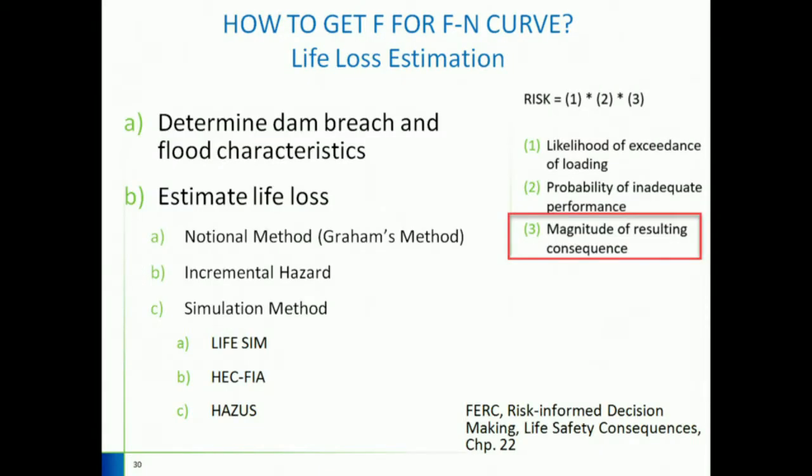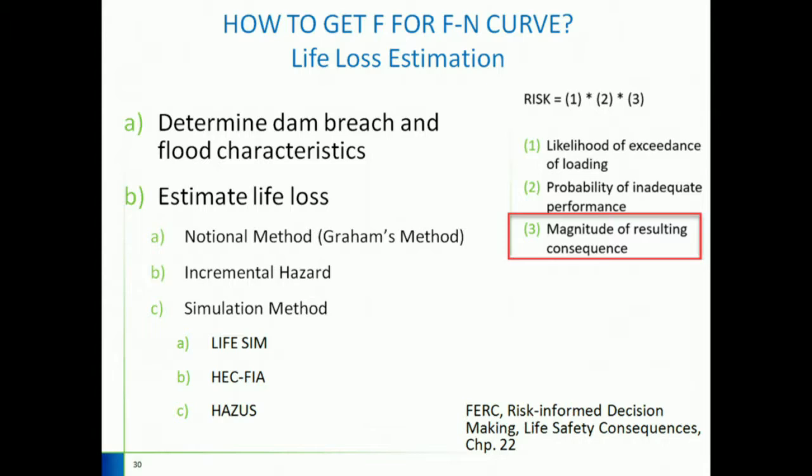I will come back to the second step. We just touched the first one. We're now looking at the third one. I will go back to the second because that's a little bit more involved. The magnitude of resulting consequence is where we determine the life loss estimation. This is the part I'm sure you know very well by now with DSSYs and all that stuff. There are different ways of doing that, and FERC provides guidance in Chapter 22 of their risk-informed decision-making guidelines. Any one of these methods can be used to come up with a life loss estimation.